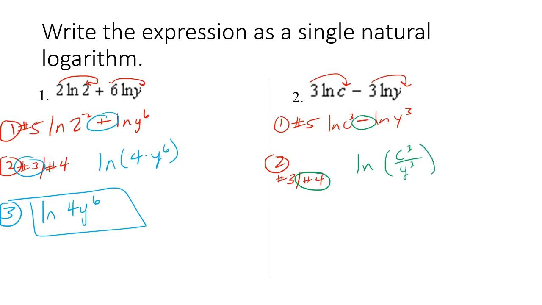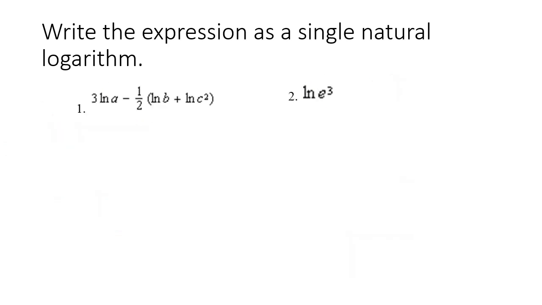Okay, and then step 3 is to simplify this. Simplify means you want to use the least number of characters. So if I wanted to simplify this even more, I can write the natural log of c divided by y to the 3rd. One less character. Okay, all right, let's keep going.